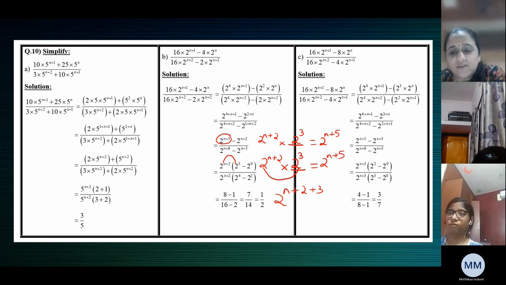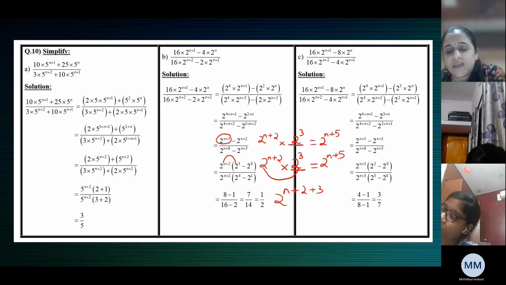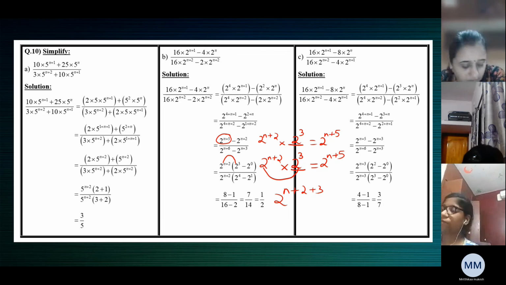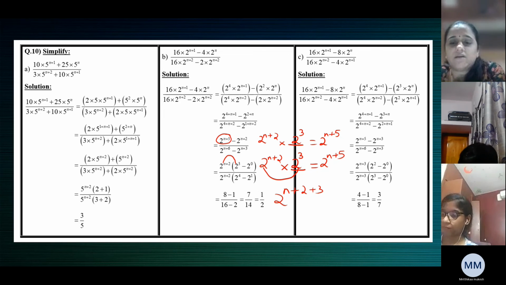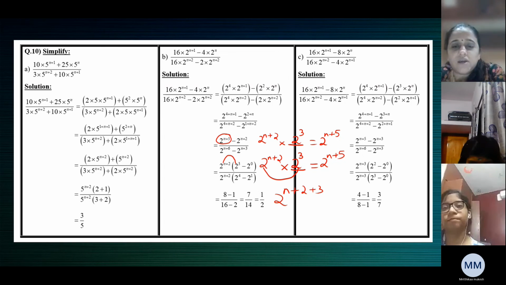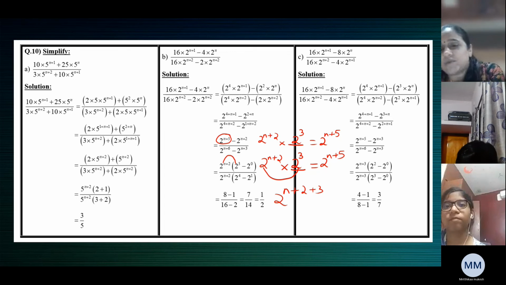You can make a note of this, children, in your rough column. Put a dash like this and write down. I know you have not written the answer, but if by mistake I erase the contents in the slide, then you'll lose this one. Yes, ma'am, done. 2 to the power n plus 2 into what, into dash, will give us 2 to the power n plus 5.